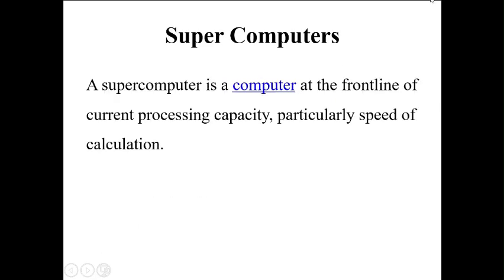First of all, let's look at what a supercomputer is, which is the largest type, with the frontline current processing capacity, particularly in the speed of calculation. In terms of computer calculations, we have the CPU, the central processing unit, which actually processes data. The rate at which that computer could process data is exponentially fast, almost at light-year speed. That's why we call it a supercomputer, because it has the fastest processing CPU in the world.